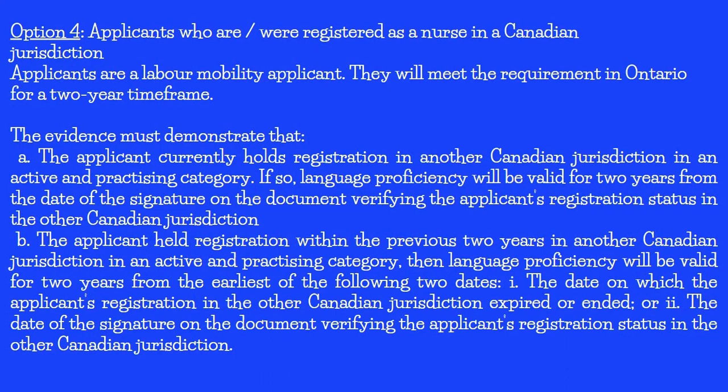Like if you were not currently working, you must have been working at least within the past 2 years. Then your language proficiency will be valid for 2 years from the earlier of the following 2 dates. Which are these 2 dates? The date on which the applicant's registration in the other Canadian jurisdiction expired or ended, or the date of signature on the document verifying the applicant's registration status in the other Canadian province.